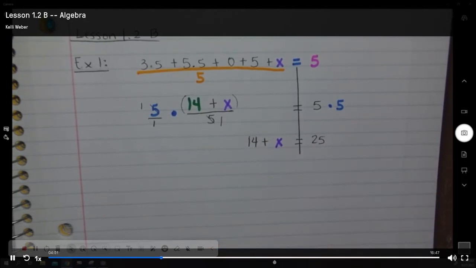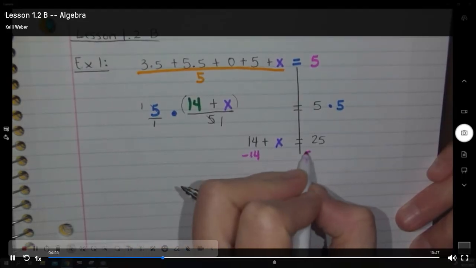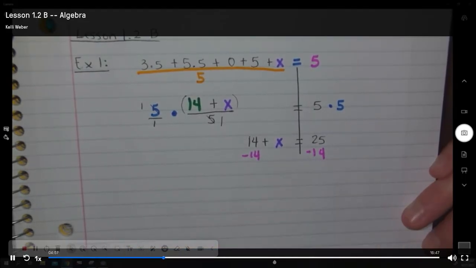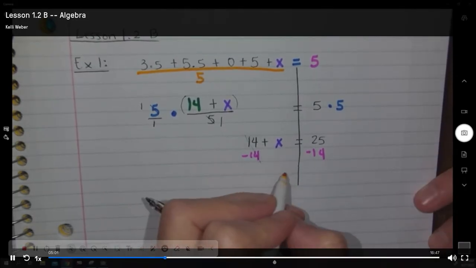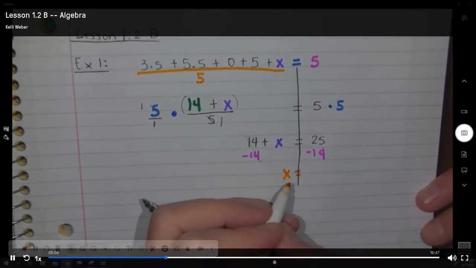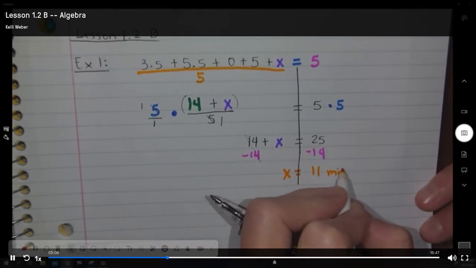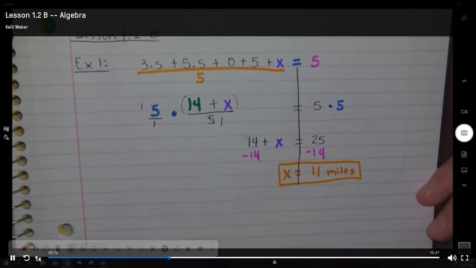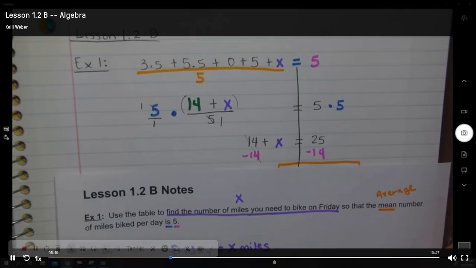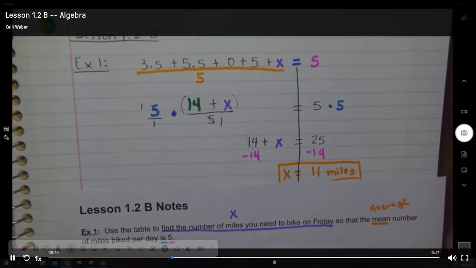And now our last step, we're going to subtract 14 from both sides. That's going to make 0. So we are left with x equals 11. And this would be miles. So on Friday, we need to bike 11 miles in order to have our average of 5 miles per day for that week.